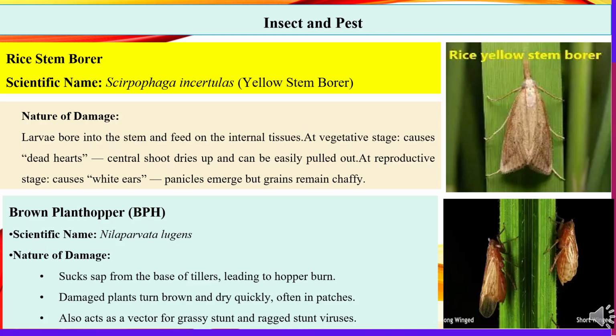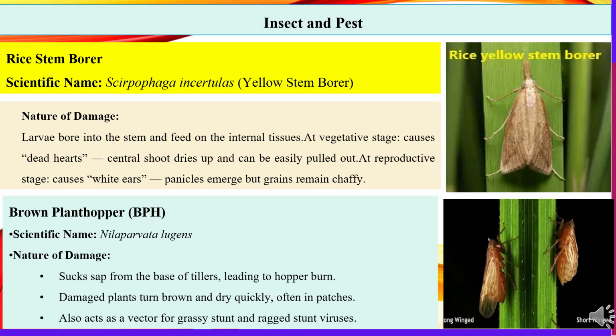Rice stem borer. Scientific name, Scirpophaga incertulas, yellow stem borer. Nature of damage. Larvae bore into the stem and feed on the internal tissues. At vegetative stage, causes dead hearts, central shoot dries up and can be easily pulled out. At reproductive stage, causes white ears, panicles emerge but grains remain chaffy.